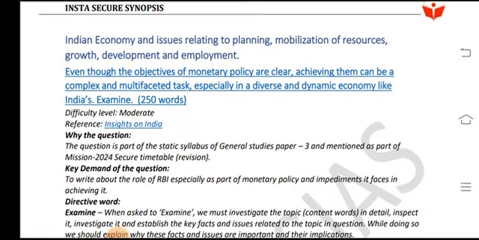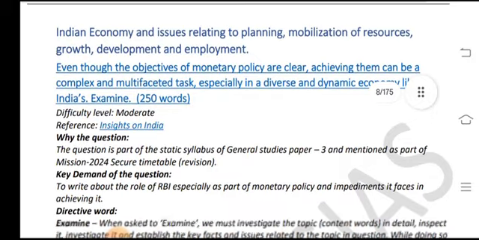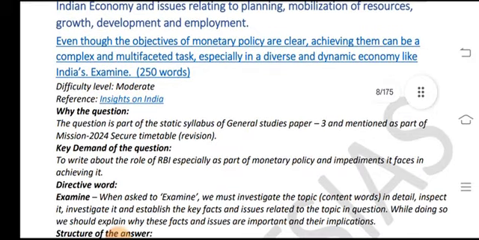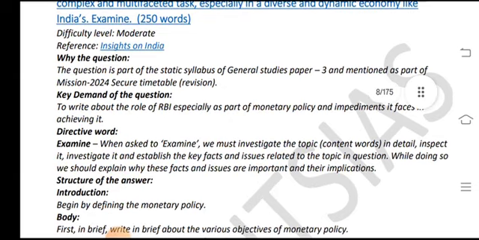Let's look at the question. Indian economy and issues relating to planning, mobilization of resources, growth, development and unemployment. Even though the objectives of monetary policy are clear, achieving them can be complex and multifaceted, especially in a diverse and dynamic economy like India. Examine. 250 words. Difficulty level: moderate.